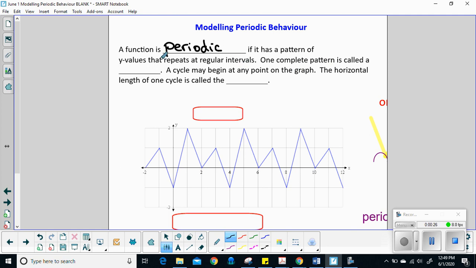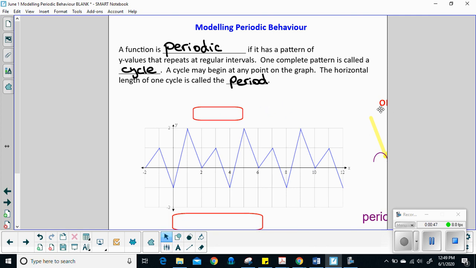One complete pattern is called a cycle, and a cycle may begin at any point on the graph. The horizontal length of one cycle, so this horizontal distance here, is called the period. When we talk about waves and wave functions, we would turn that into wavelength. For the purposes of our course right now, we're going to call that our period.